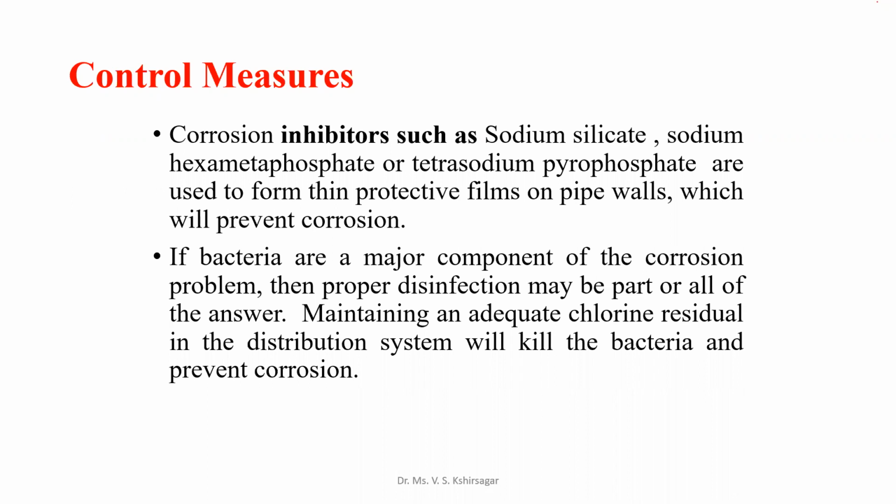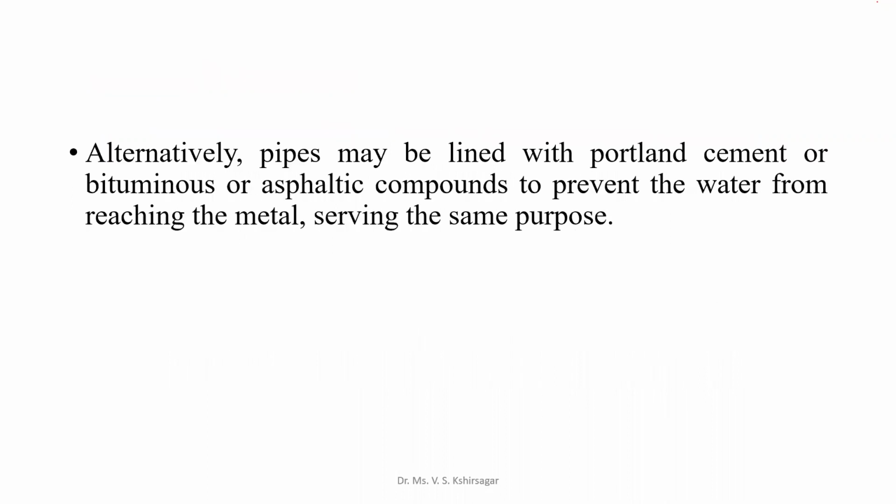Second step, what can we do? We can kill the bacteria before the water enters the pipeline, or if it remains in the water, we should make provision to keep residual chlorine available. And the third alternative is that pipes may be lined with Portland cement or bituminous or asphaltic compounds to prevent the water from reaching the metals, serving the same purpose. Are you getting? From the inner side, it can be lined with Portland cement or bituminous or asphaltic compounds.